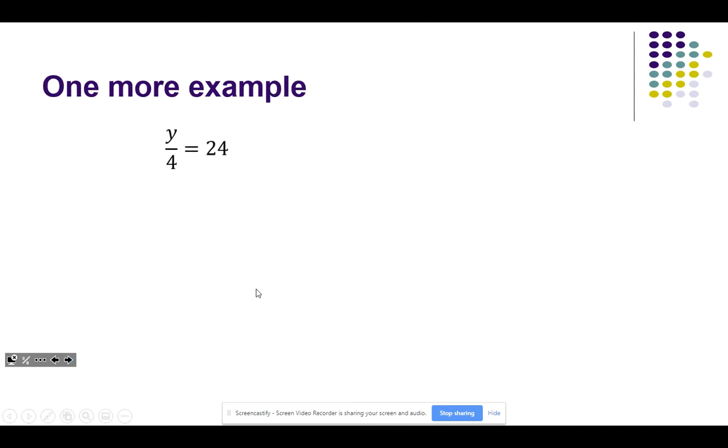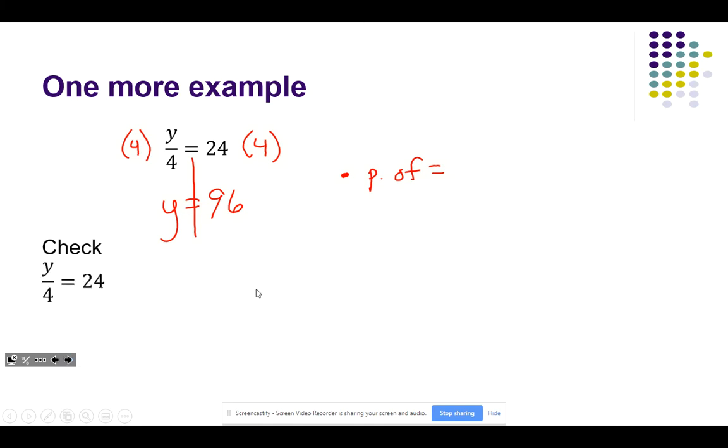Here's one more example for you to try. Pause the video at this point to give yourself a chance to try it on your own. The y and the 4 are related by division. To get rid of that, I need to multiply both sides by 4. Using the multiplication property of equality, my final answer now is y equals 96. My check is simply to put my 96 in for y, simplify that side to get 24 equal to 24.